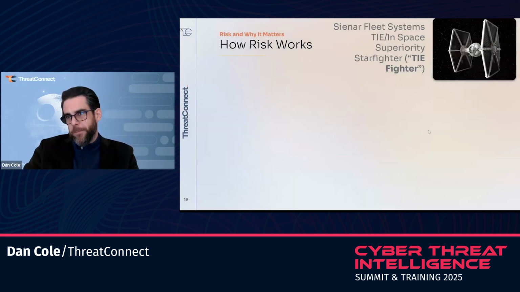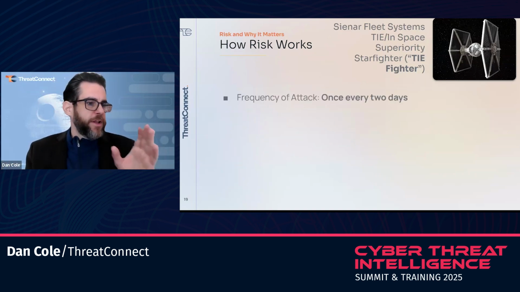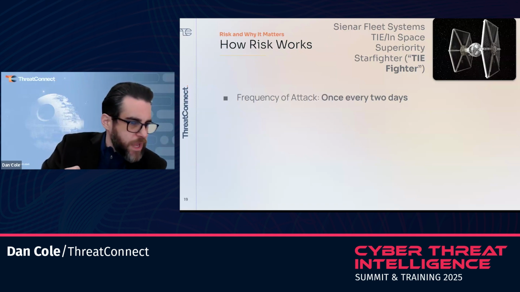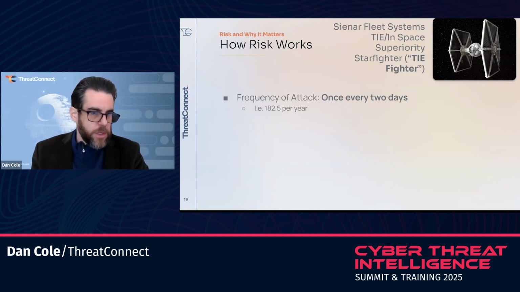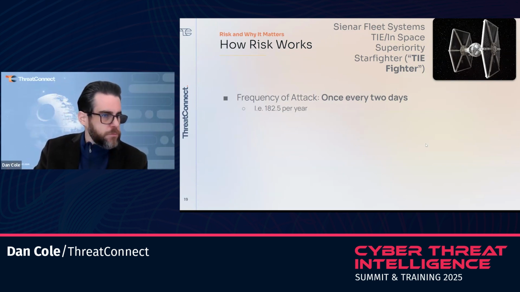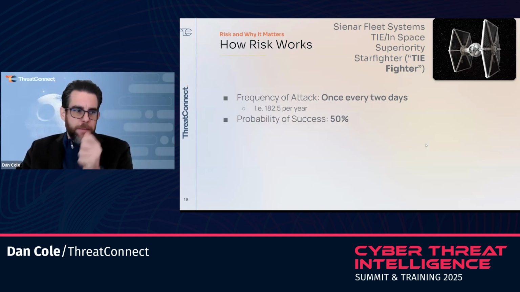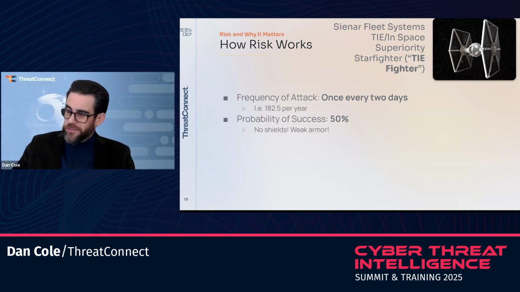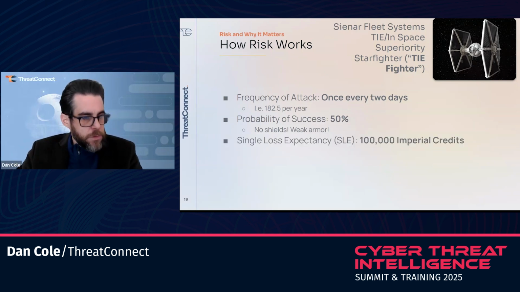So let's look at an example. Take the TIE fighter, the mainstay fighter of the Imperial Navy. Let's imagine that once every 2 days, or 182.5 times per year, a TIE fighter is going to be attacked by an X-Wing. Now, the probability of success of that X-Wing landing a shot and blowing up that TIE fighter is 50%. These TIE fighters have no shields. They have pretty weak armor, so it's a little like shooting fish in a barrel.